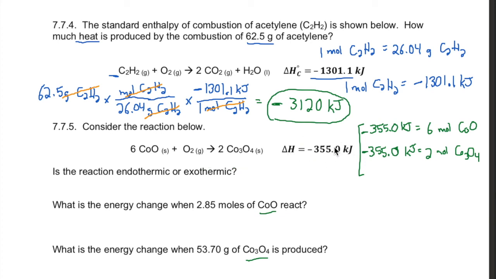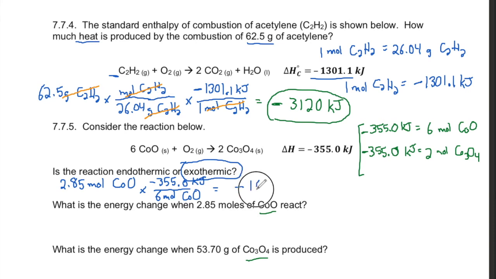Since this amount is negative, that's the amount of energy that is coming out during this process. It's an exothermic process. If we start with 2.85 moles of cobalt-2 oxide, and we know that every 6 moles of cobalt-2 oxide produce 355.0 kilojoules of energy, then that would produce 169 kilojoules of energy.